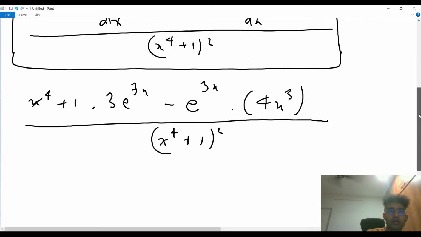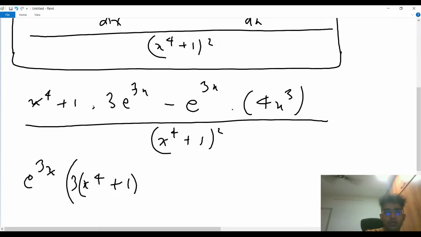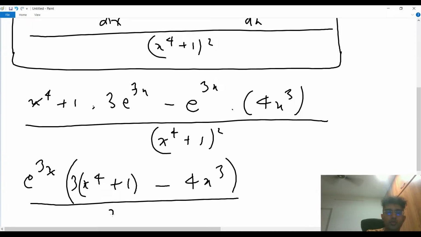Finally, what do we get? Let's take e raised to 3x as common outside into bracket 3 into x raised to 4 plus 1 minus 4x cubed divided by x raised to 4 plus 1 bracket square. That's the final answer, right?